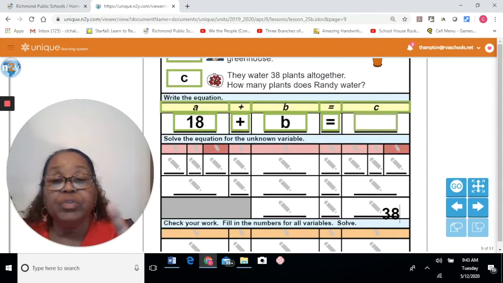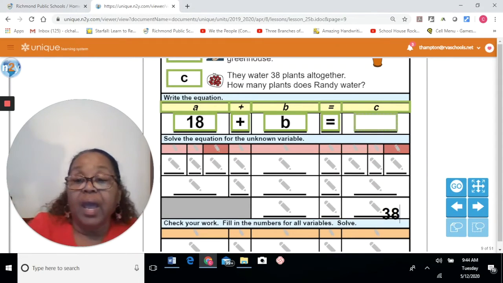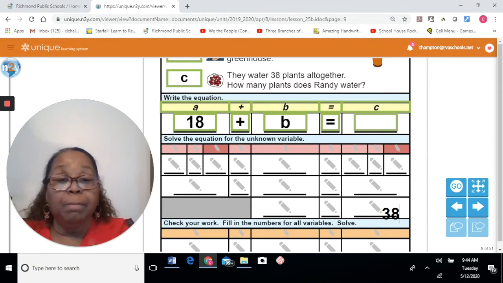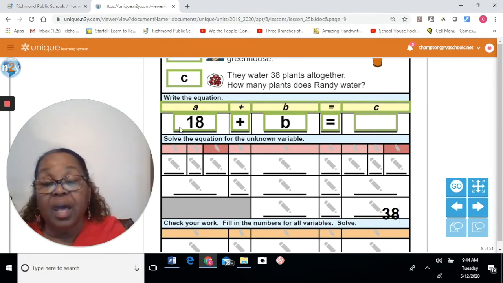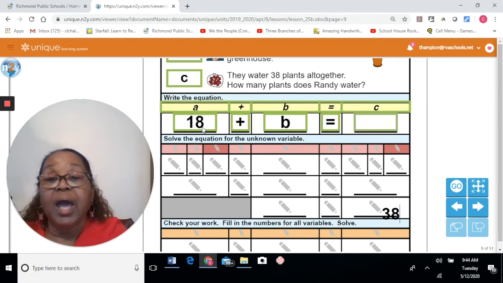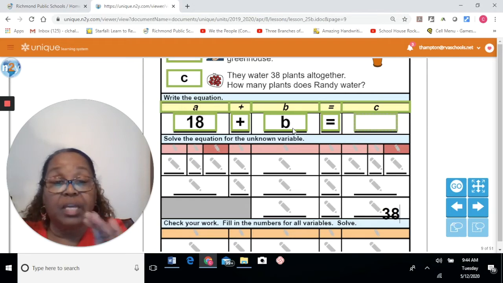Okay. If we solve the equation, this is how it works. We want our equation to read B equals and what the value of B would be. That's the way we want it to be at the end. In order for that to happen, on this side of the equal sign, I need to get rid of that number 18. So all that'll be left is B. That's the way we want it to read.